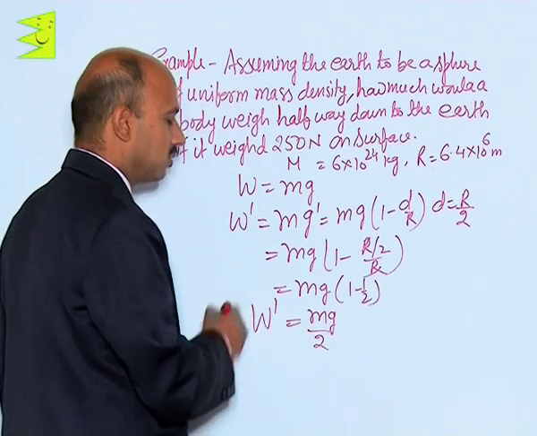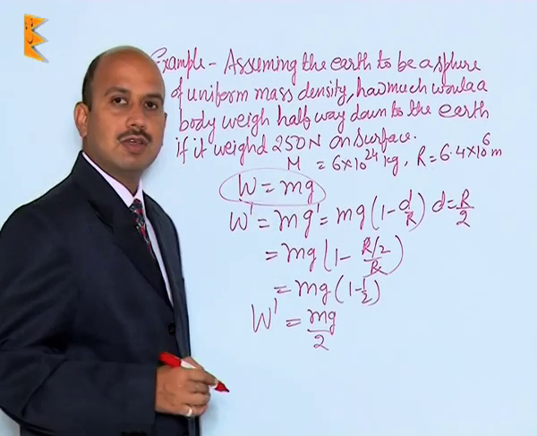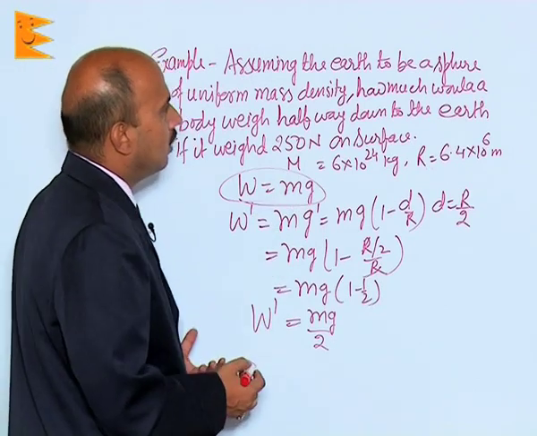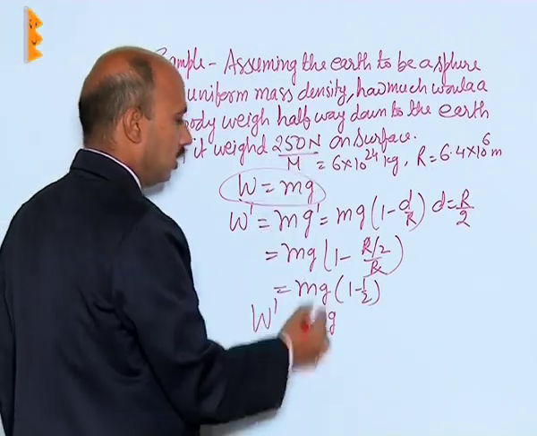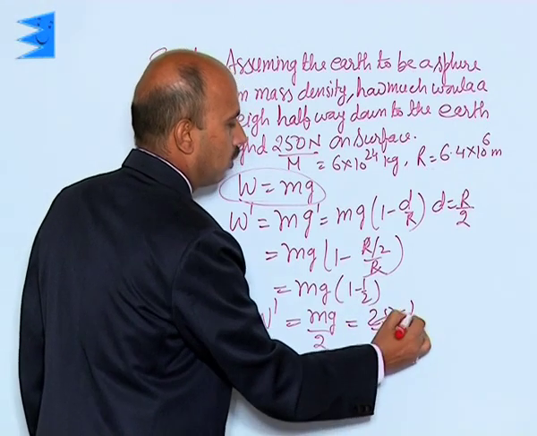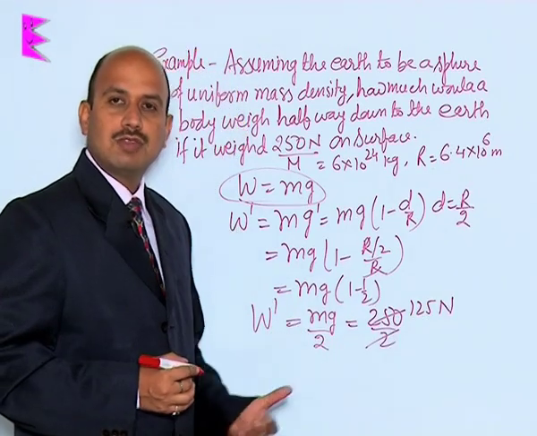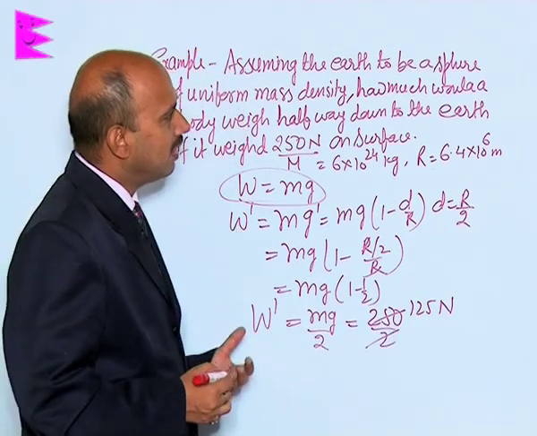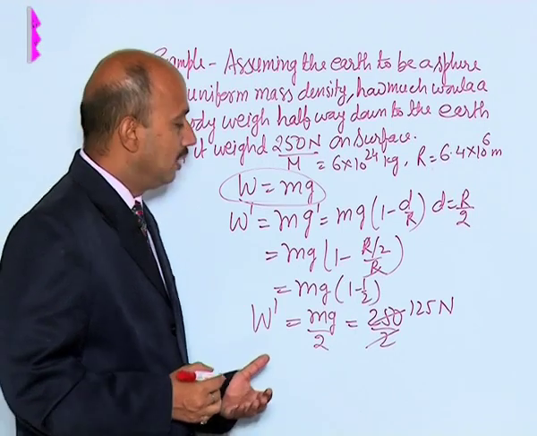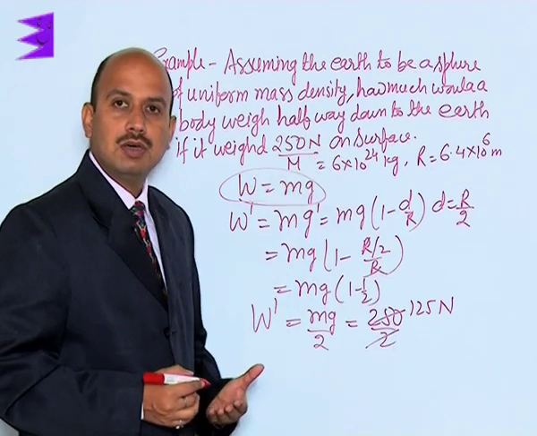This is w dash, and now mg, that is on the surface of earth, already I have taken it. So mg given to us is 250 Newton. So it will be here 250 divided by 2 is equal to 125 Newton. So if you are going down below the surface of earth by the depth of R by 2, then its weight becomes exactly half that on the surface of the earth.